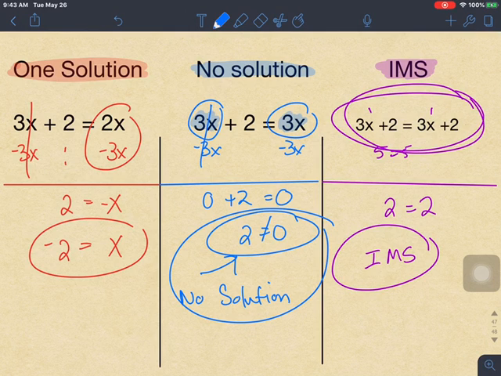Chargers, I hope that helps you. There are three possible answers: x equals -2, no solution, or infinitely many solutions.